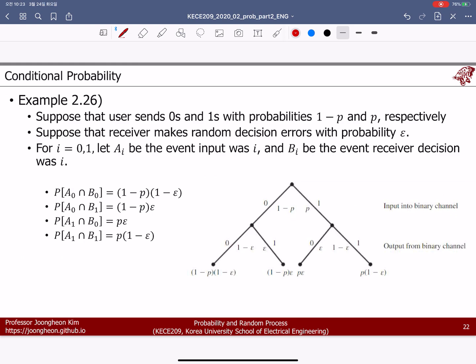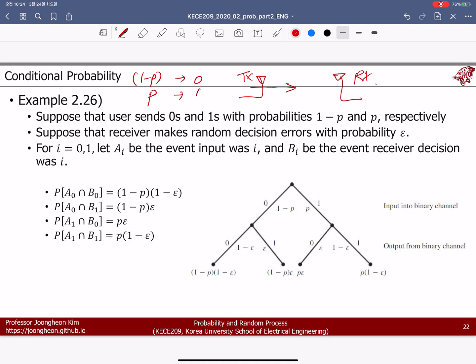So we have another example. We have a transceiver, TX, the transmitter, and RX, the receiver. We have 0 and 1 transmission. In this case, the probability of transmission of 0 will be 1 minus P. The probability of transmission of 1 will be P.